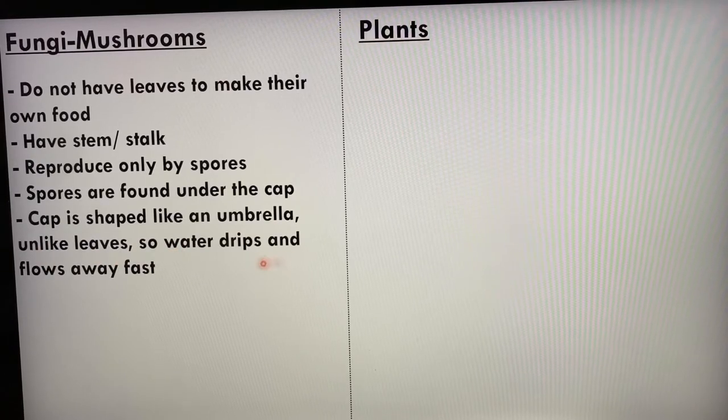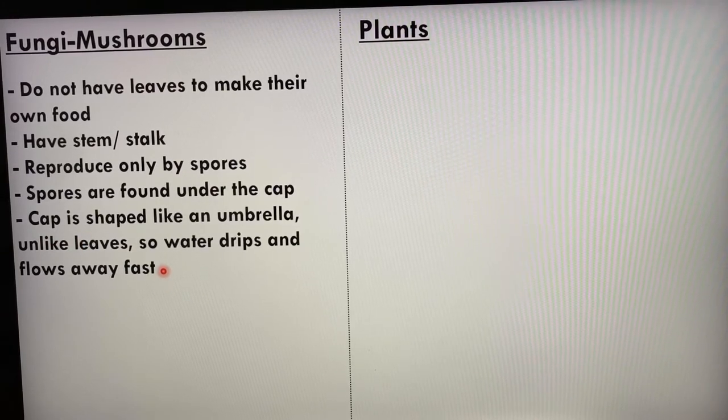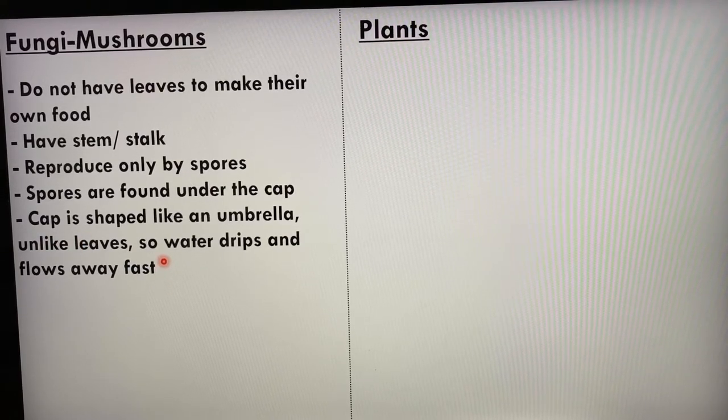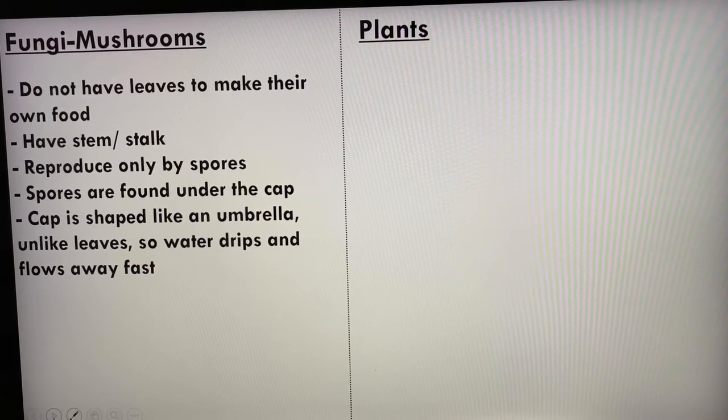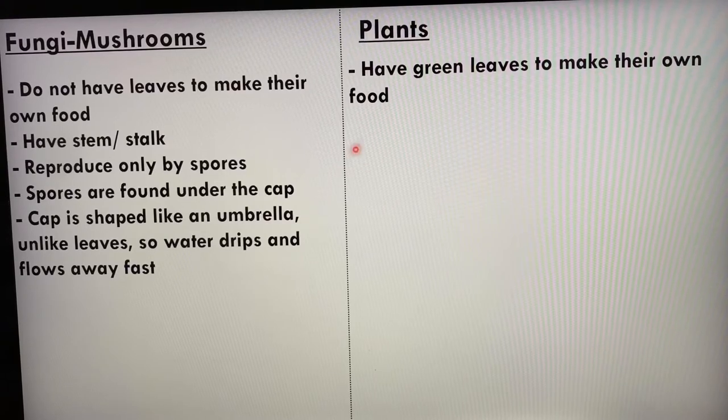So water drips and flows away fast. So the cap prevents water from accumulating on the mushroom, to prevent it from getting heavier and damaging or killing the mushroom. So for plants, they have green leaves to make their own food.